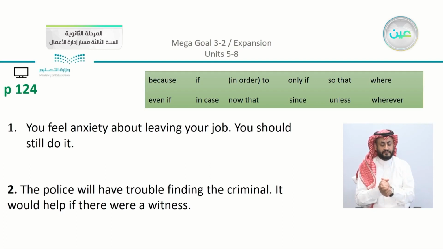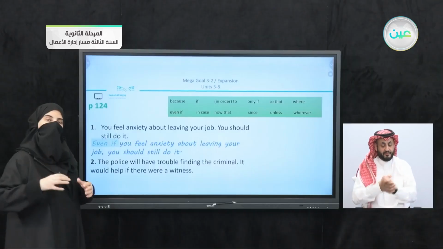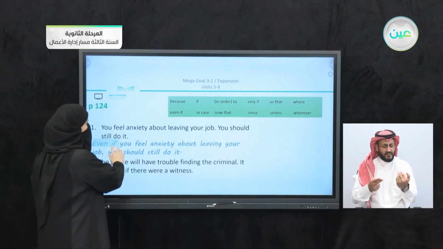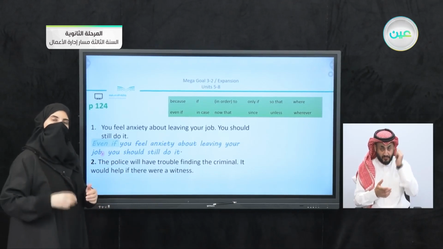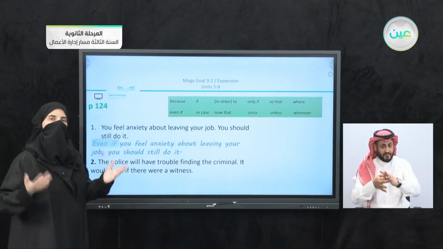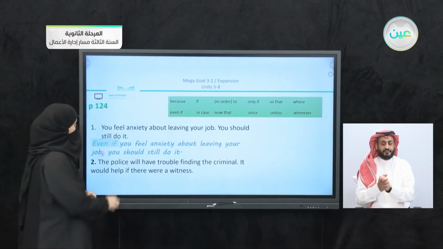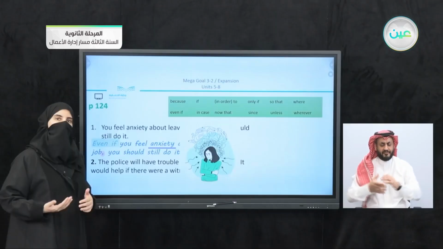So we have here the sentence we can write. Even if you feel anxiety about leaving your job, you should still do it. Now here you can see that we use the conjunction or the phrase even if. And because it came at the beginning of the sentence, don't forget to put your comma. So this is something very important to remember. And just remember also that if you have the conjunction in the middle of the sentence, here you do not have to use the comma. Now also to recall one of the vocabulary words that we passed by is the word anxiety. If you remember anxiety, it is when you feel that you are worried or nervous about something.